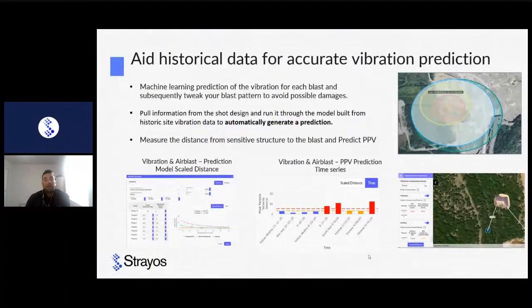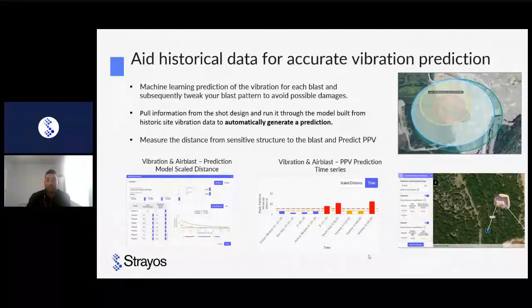So gathering this accurate vibration prediction. I'll touch on machine learning here and how prediction of the vibration for each blast can tweak your blast pattern to avoid possible damages. If it's a test blast, you have your first initial blasts on site, starting to gather that accurate PPV reading, accurately setting up seismographs, gathering accurate data to then input into the software and gather future accurate results. Automatically generating an accurate prediction for future blasting will be critical to avoid these possible damages.